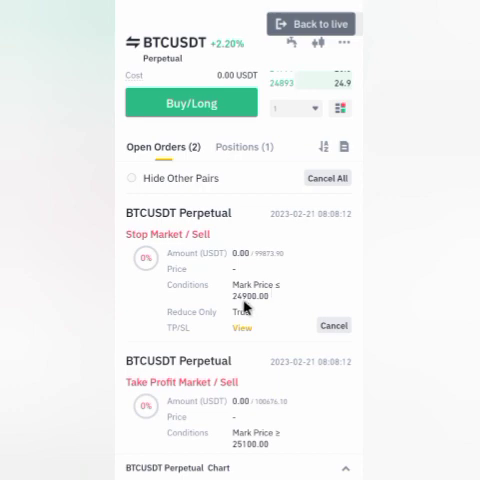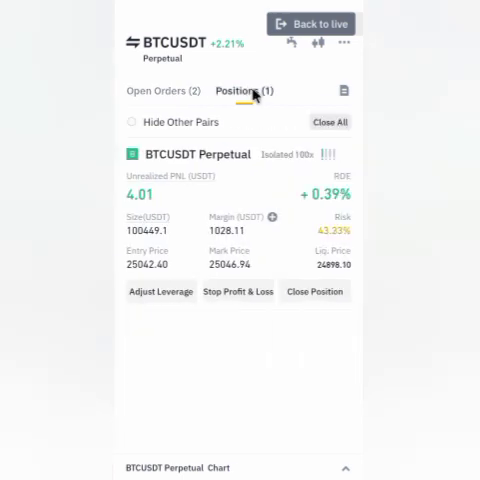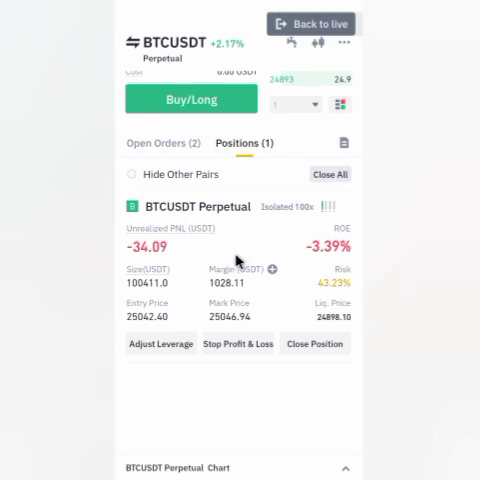So here it says at the mark price of 24,900, I want to stop loss. And at the mark price of 25,100, I want to take profit. As I set it here, that's why I have the open orders to be true. So let's see where the market is. So there you can see I am earning small.